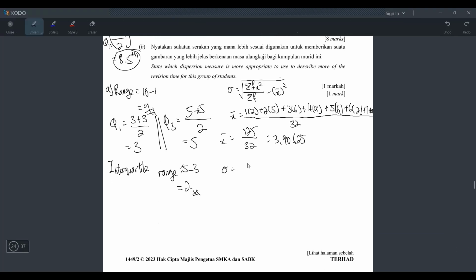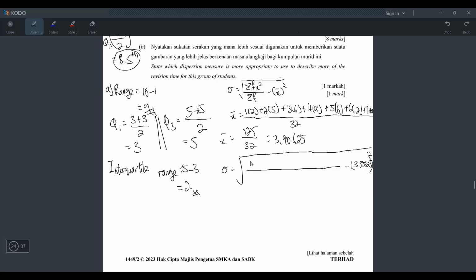So my standard deviation will be what? Square root. And then the formula is what? Sum of frequency times x squared, right? Sum of frequency times x squared. So it will be like this, and then minus the mean square. The mean I know already is 3.90625, but I have to square it later.